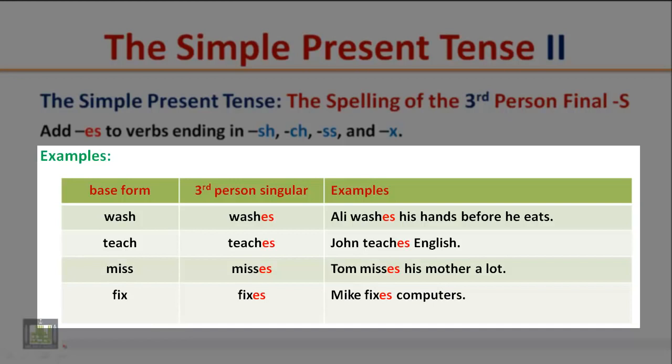Notice here that these verbs end in sh, ch, ss, x. So in this case, we add es to the verb.